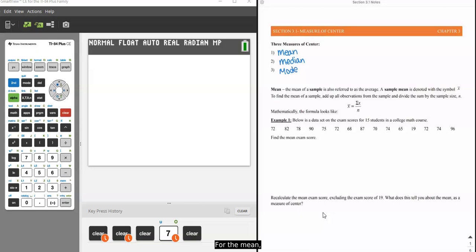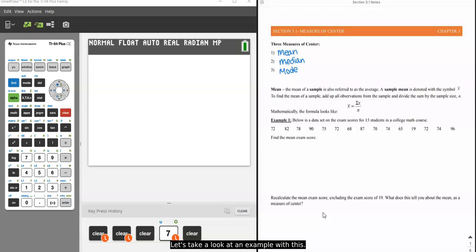So for the mean of a sample, we're going to look at sample and population, but our sample mean is also referred to as the average. A sample mean is denoted with the symbol x bar. To find the mean of a sample, we add up all the observations from the sample and then divide the sum by the sample size, or n. So our mathematical formula looks like this: x bar is equal to the sum of all x's divided by the sample size.